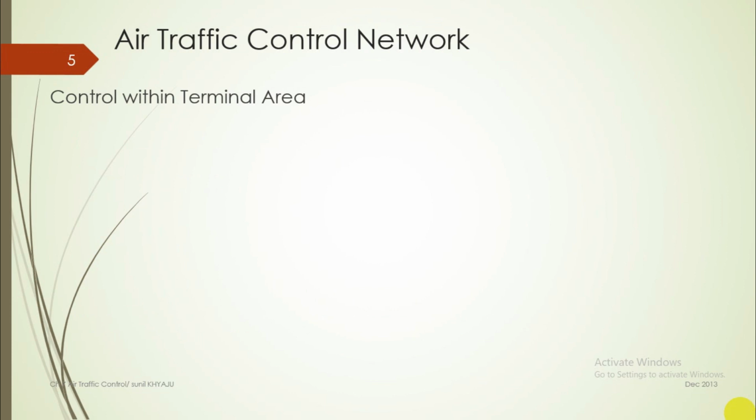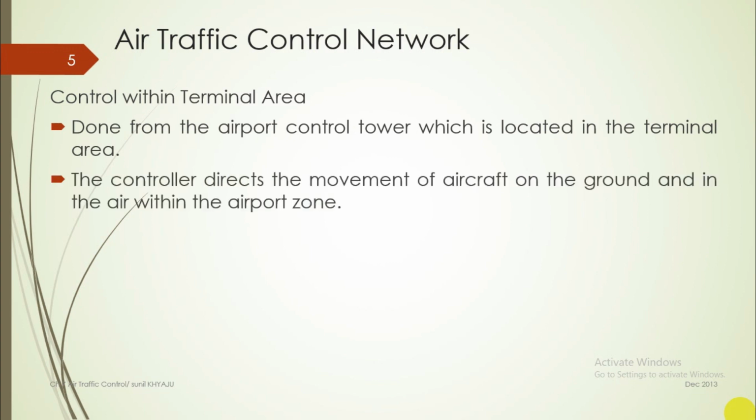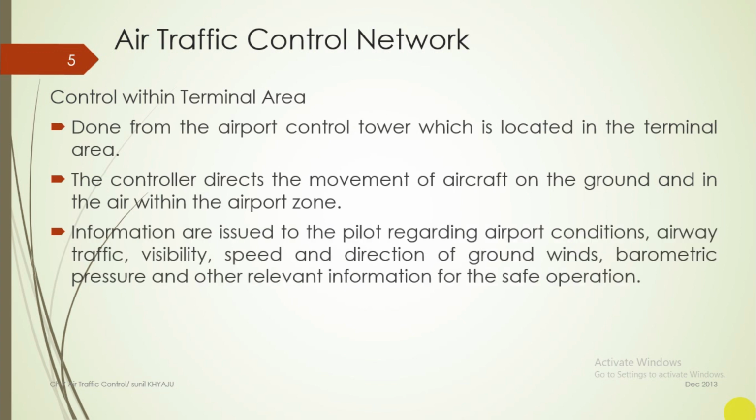Air traffic control network. First, control within terminal area, done from the airport control tower which is located in the terminal area. The controller directs the movement of aircraft on the ground and in the air within the airport zone. Information is issued to the pilot regarding airport conditions, airways traffic, visibility, speed and direction of ground winds, barometric pressure and other relevant information for safe operation.